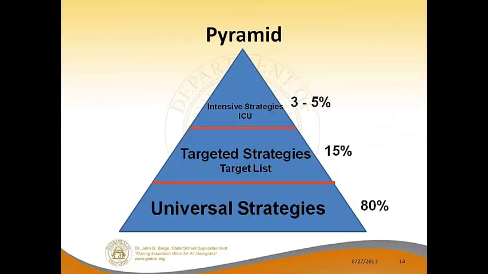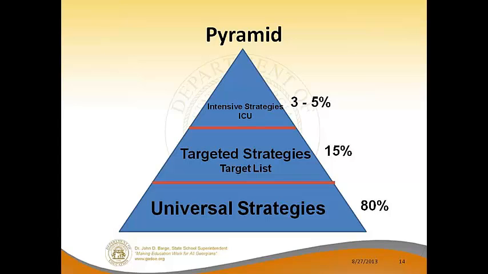So once we get the data analyzed for the school, and then our targeted list created, then we'll need to look at what we need to do in order to address the issues that we have determined. So this pyramid is a good way to think about what are the ways that we will address these issues.